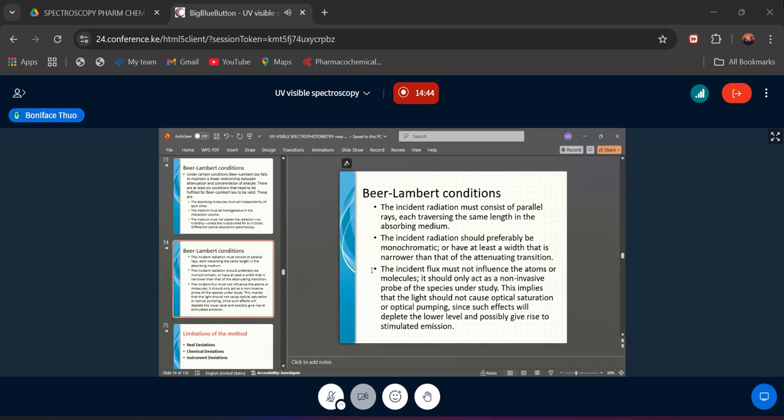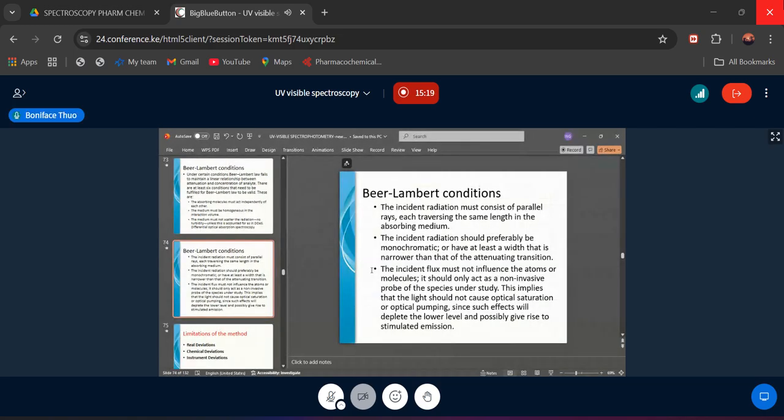Fifth, the incident radiation should preferably be monochromatic, and this is an obvious expectation because the intensity of absorbance will depend on the wavelength and the molecule of interest. So as much as possible, a ray of light of a single wavelength or a very narrow band should be used for analysis.